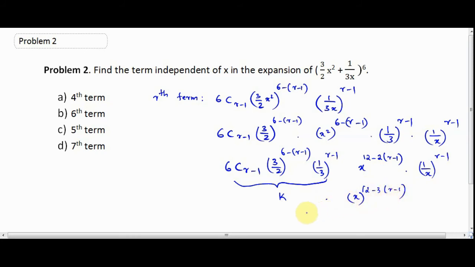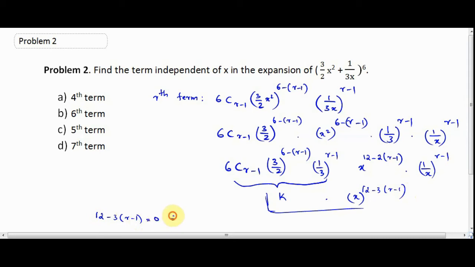If this is the constant term, or the term with the power of x equal to 0, then this quantity 12 minus 3 into (r minus 1) should be 0. So for the general term k into x raised to (12 minus 3(r minus 1)) to be the constant term, the condition to be satisfied is that 12 minus 3 into (r minus 1) should be equal to 0.